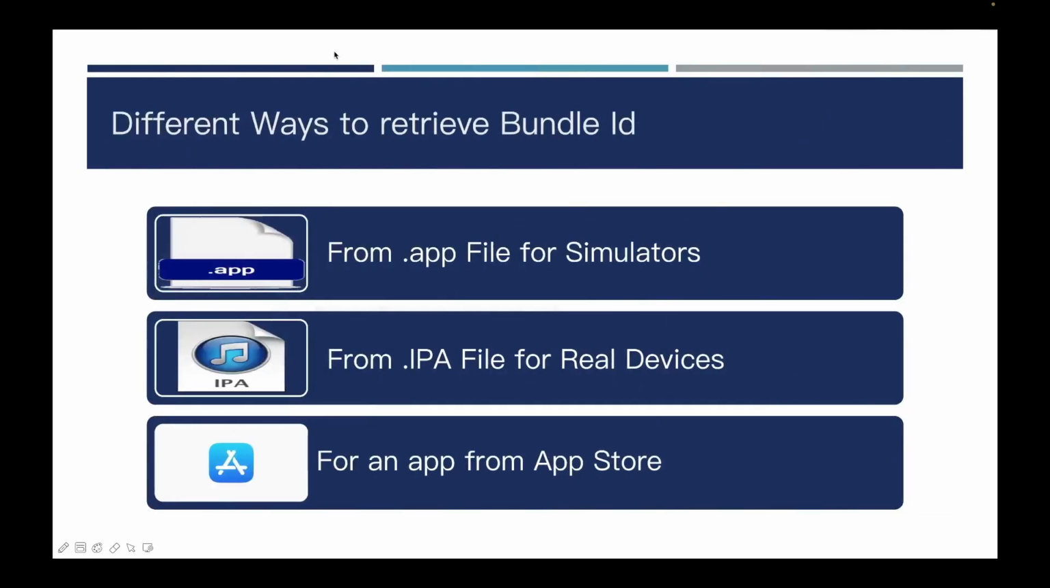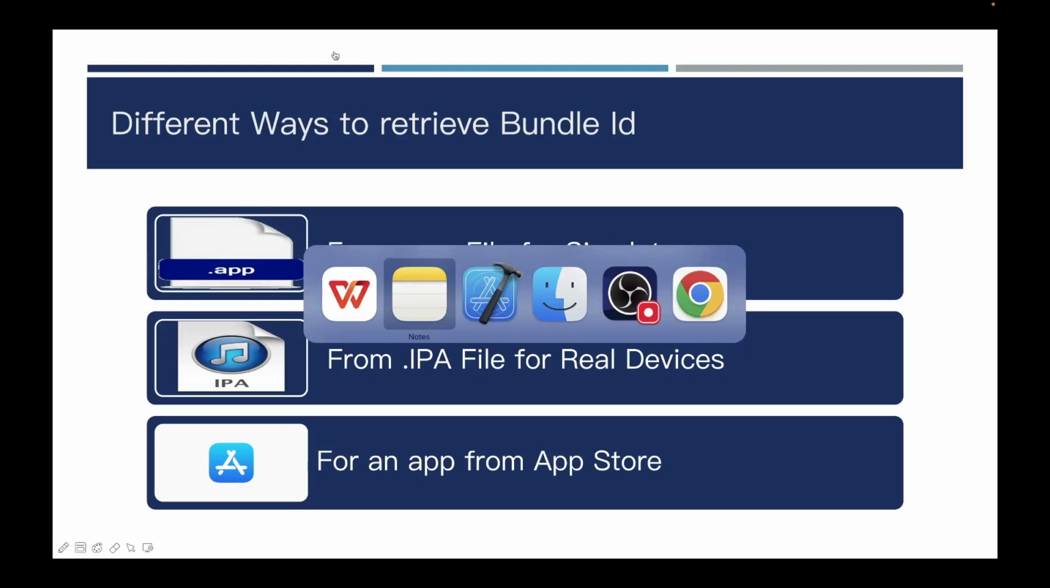So suppose you have your application under test in .ipa format or IPA extension. These IPA files cannot be installed on simulators. They can only be installed on real physical devices. So suppose you have such an IPA file, you have AUT in the form of IPA. Let's see how we can find the bundle ID in this case.